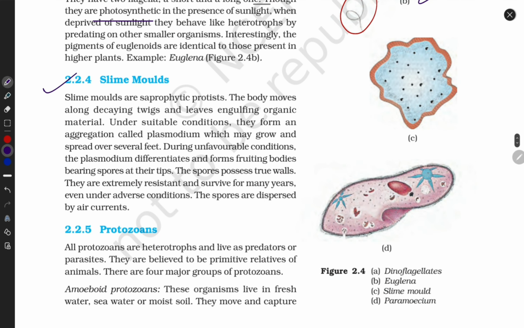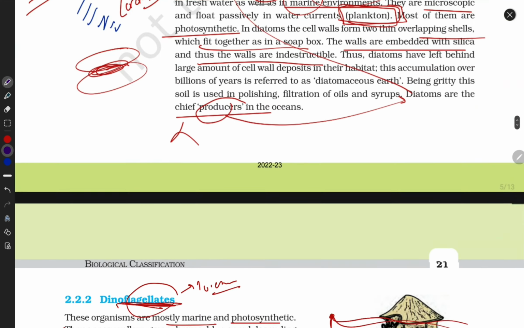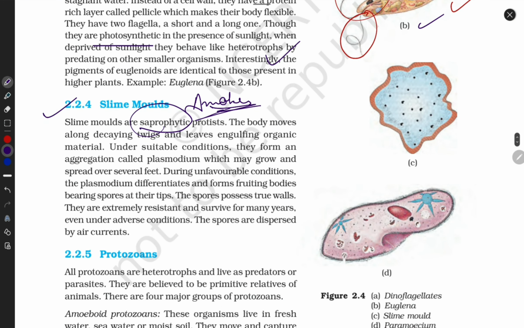Okay, this is the what? Slime molds. Slime molds features what? We can also call it the amoeba. Now they can't make their own food. They are saprophytic. Different thing, na? The others are autotrophic, but slime molds are not autotrophic. Amoeba means they can't make their own food. And look at here, they don't have flagella.